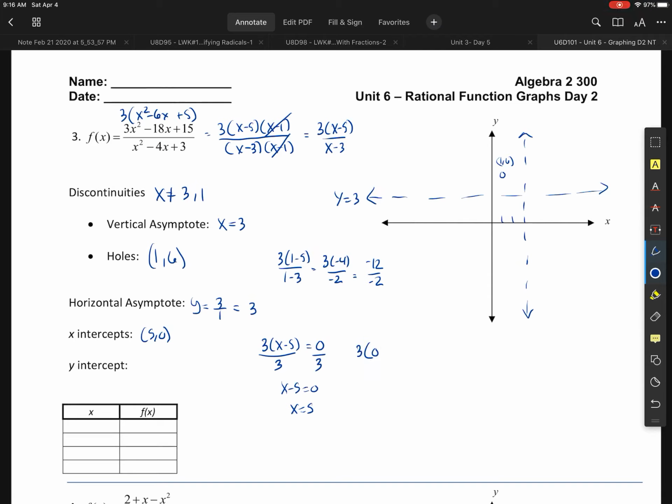For my y-intercept, 3 times (0 minus 5) over 0 minus 3. 3 times negative 5 over negative 3. My y-intercept in this situation, negative 15 over negative 3, is 5. Will they always be opposites of each other like we had in our original problem? No. Sometimes it happens, sometimes it doesn't. So I've got (0, 5) up here, and I've got my (5, 0) down there.